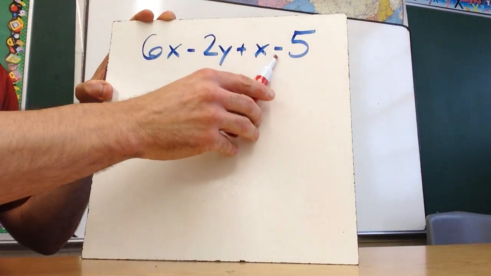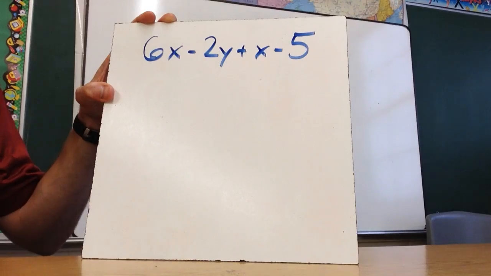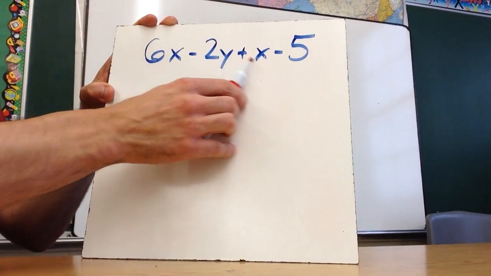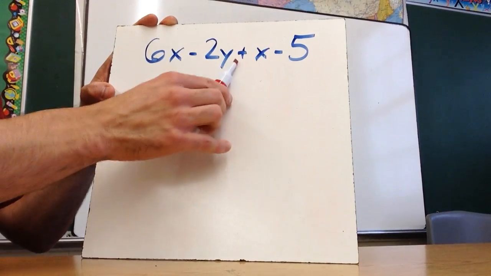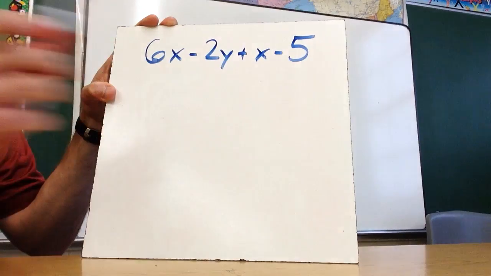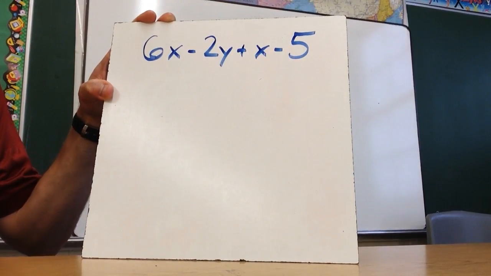However, this negative 5 is a constant, which means it never changes. It always remains the same. So depending on what I make x or what I make y, these values could change. It doesn't matter what x and y are. This will always be negative 5, which is why it's a constant.